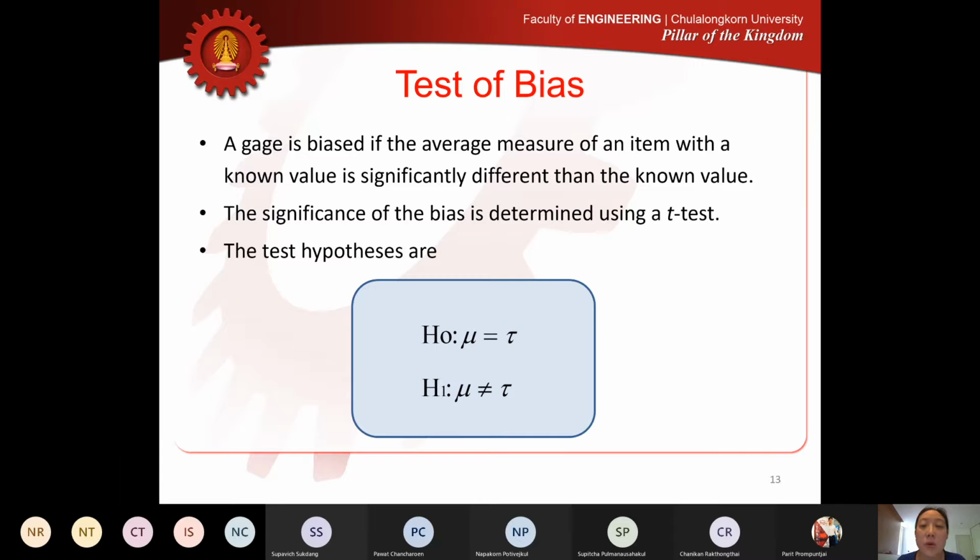So if mu is equal to tau, that means on average we get the number which is exactly equal to the true number of that part. That means there's no bias, right?